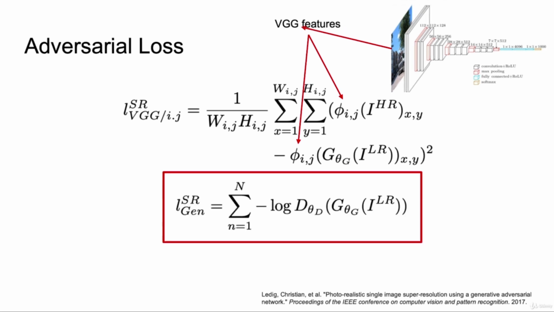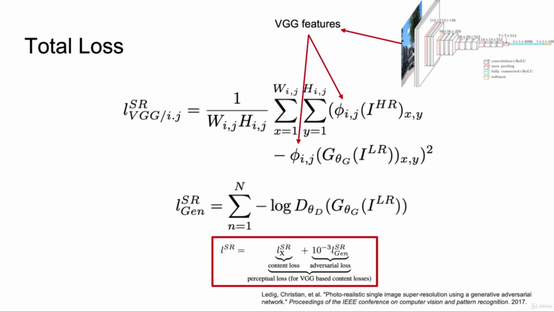The second loss that they use is adversarial loss, which is a standard loss function for the generative adversarial networks that we have already studied. And in order to combine content loss and adversarial loss, they just sum them up with 10 to the power minus 3 in front of the adversarial loss. And here is their total loss.